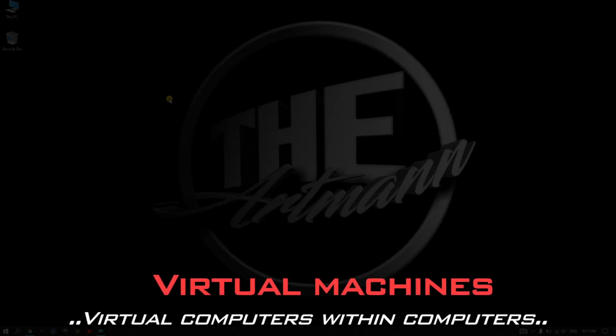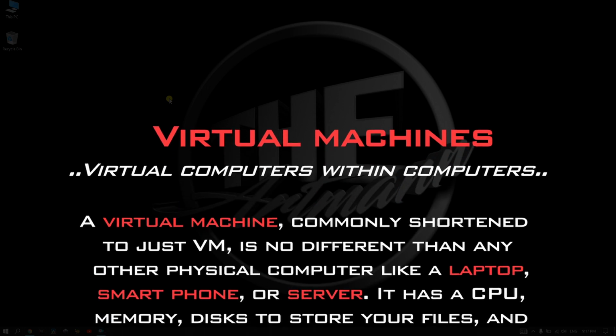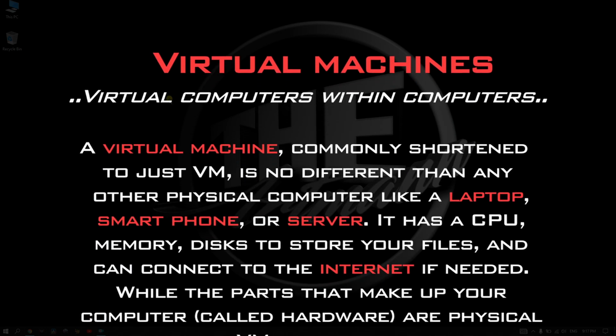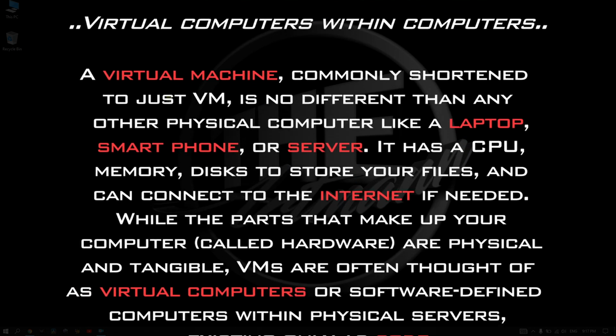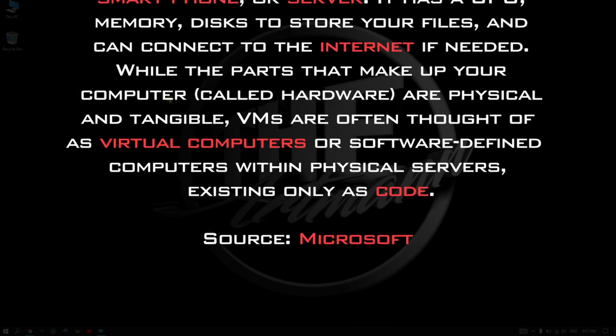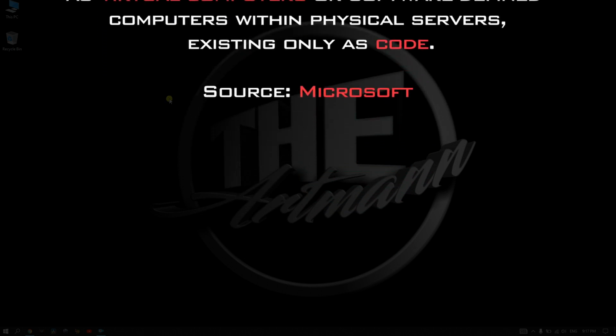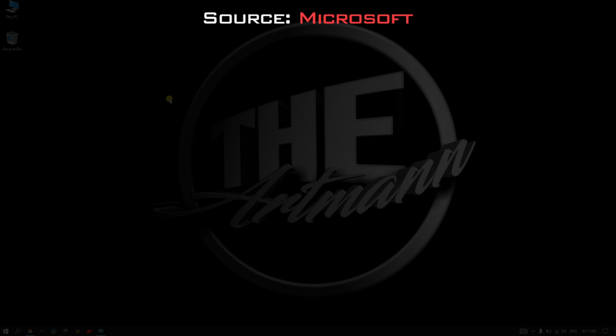Virtual machines, virtual computers within computers. A virtual machine, commonly shortened to just VM, is no different than any other physical computer like a laptop, smartphone, or server. It has a CPU, memory, disks to store your files, and can connect to the internet if needed. While the parts that make up your computer, called hardware, are physical and tangible, VMs are often thought of as virtual computers or software-defined computers within physical servers, existing only as code.